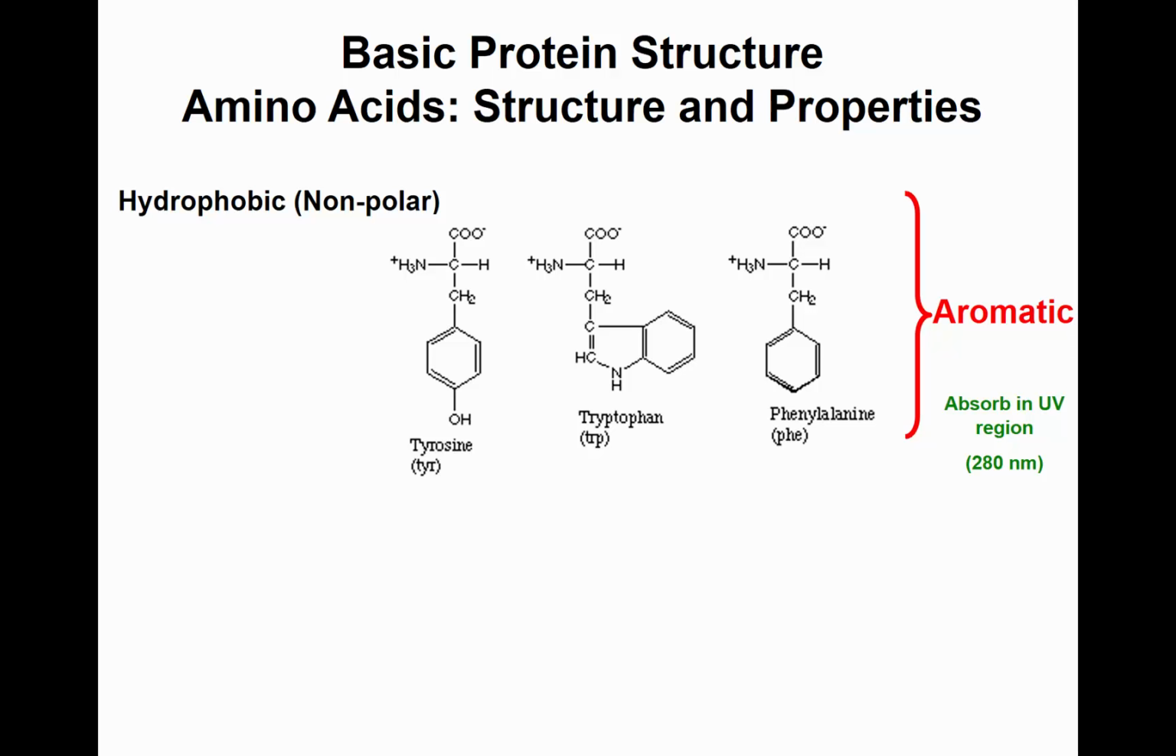So the amino acids are categorized into hydrophobic and hydrophilic amino acids. And under hydrophobic you have another subcategory which is aromatic and aliphatic. So aromatic means you have a ring structure.